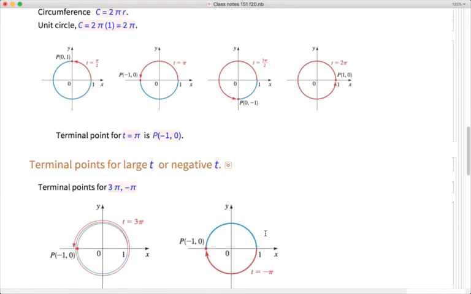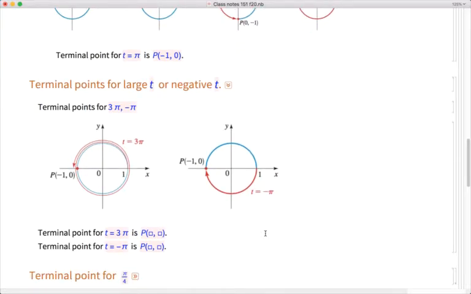We'll also look at a couple of examples where we have either a large value for our number t or a negative one. If the number is 3 pi, again, this is a distance that we're going to travel. We go all the way around once, that's 2 pi, and then another pi takes us halfway around and brings us to the terminal point (-1, 0). So the terminal point for 3 pi is (-1, 0). And if we look for the terminal point of negative pi, we're going to travel a distance of pi, the absolute value of negative pi, but in the clockwise direction this time.